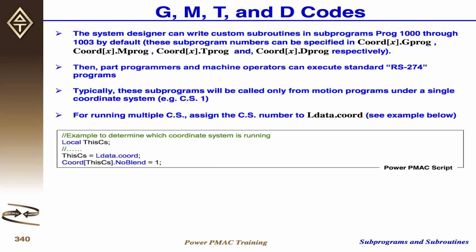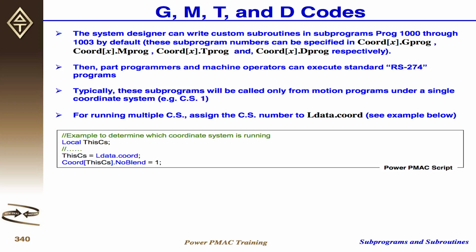But if you want to change those subroutine program numbers, which are programs 1000 through 1003, you can change them with the coordinate system parameters: x.gproc, x.mproc, x.tproc, and x.dproc. So if you want to use some other program number, you can change it.